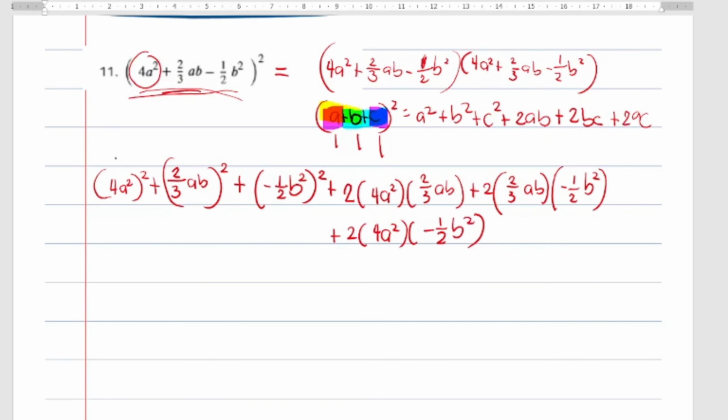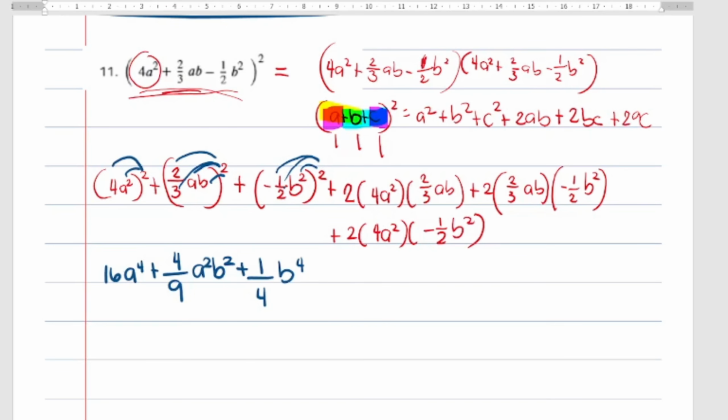Simplify. 4 squared is 16. A squared is a raised to 4. 2 squared is 4. Then 3 squared is 9. A squared, then b squared. Then negative 1 squared is positive already, right? Negative 1 squared is 1. 2 squared is 4. Then b squared is b raised to 4. So we're done with the first 3 terms.